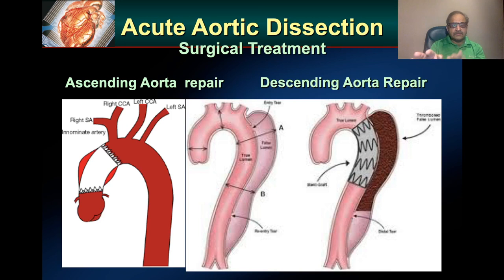So these are the different types of surgical procedure. On the right side, the ascending aorta repaired. On the left side, the descending aorta repaired.